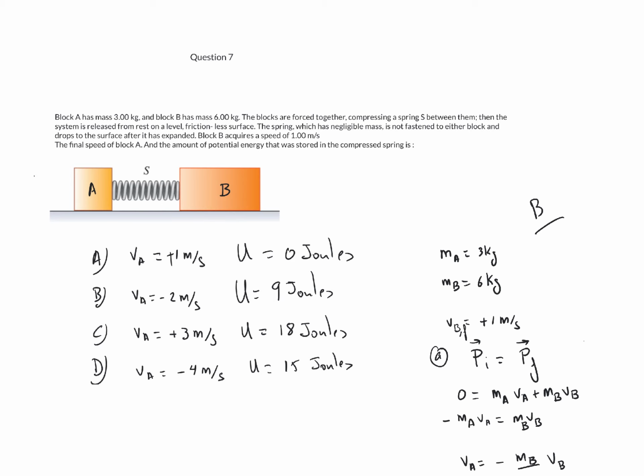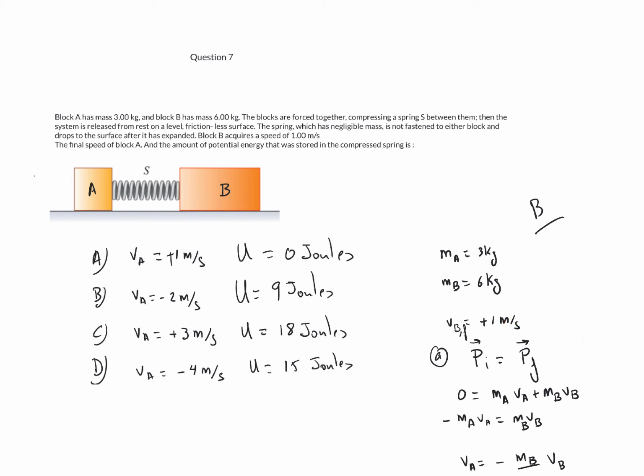The problem says that you observe that block B is at velocity 1 meter per second. And it asks what is the final speed of block A, and what is the energy that was stored in the compressed spring. To find first the final speed of block A, we apply the principle of conservation of momentum. The data is MA 3 kilograms, MB 6 kilograms, and the VB final is plus 1 meter per second going to the right.